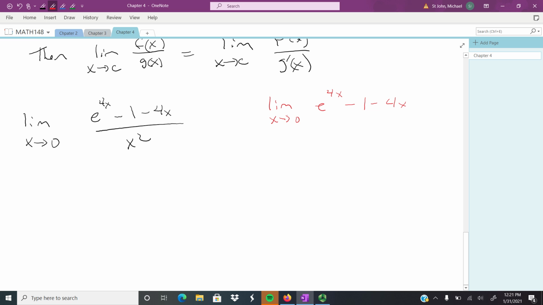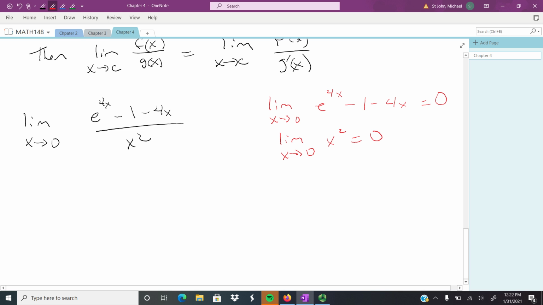Well, it ends up, yes, this will be 0, because after all, e to the 0 is 1. 1 minus 1 is 0, and of course 4 times 0 is 0. So the top goes to 0. And then we look at the bottom and say, okay, is it true for the bottom? And of course here, yes, it is. So the rule applies.